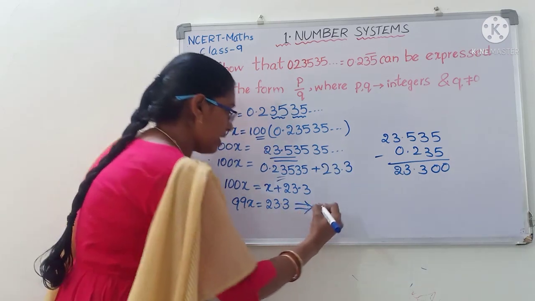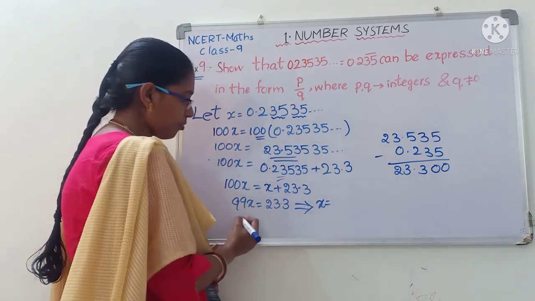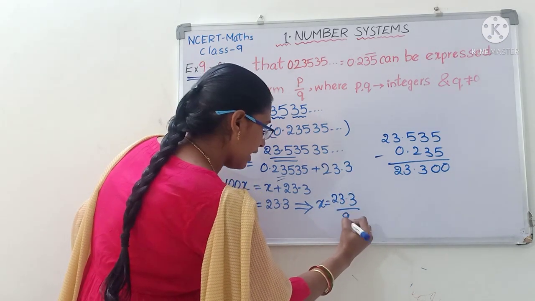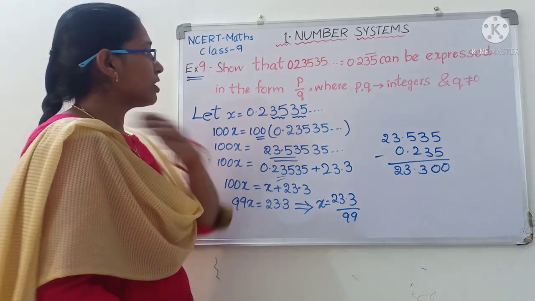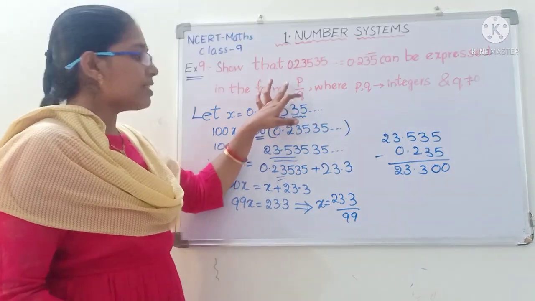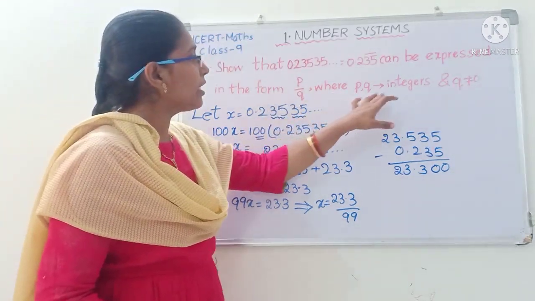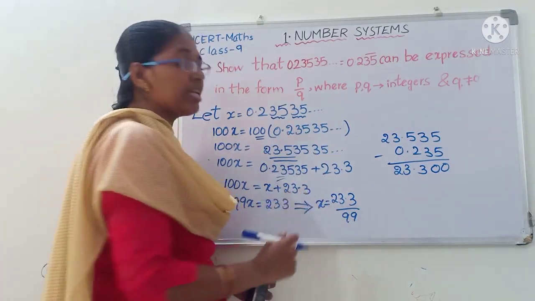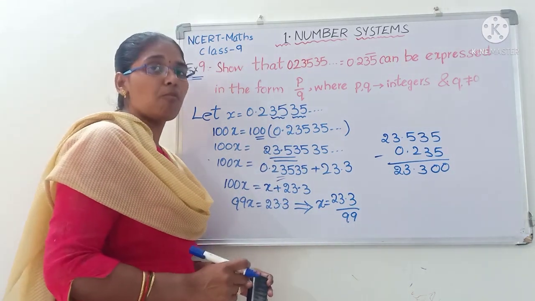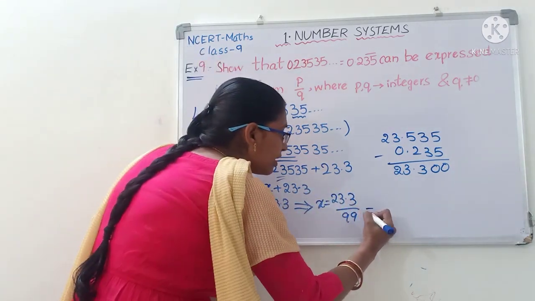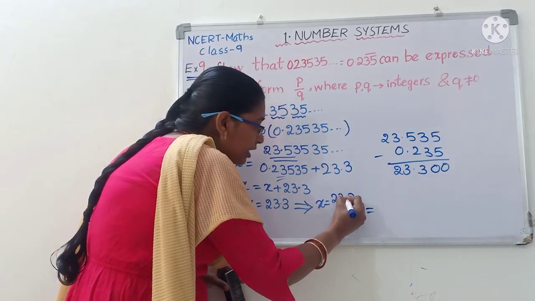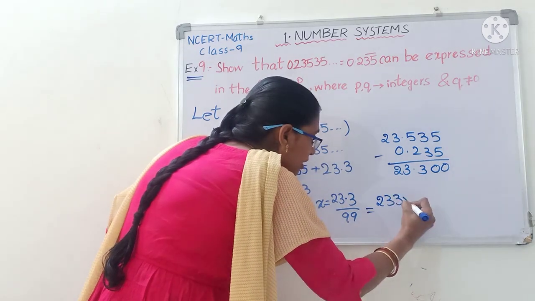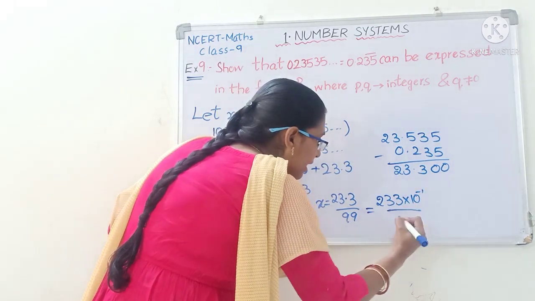That means x is equal to 23.3 by 99. Here what is the question, children? They said it should be expressed in the form of p by q, where p, q are integers. Is 23.3 an integer, children? No, it is a decimal number. Integers will not be in the form of decimal numbers, children. So convert it into an integer. How do you convert it? You can write 23.3 as 233 into 10 power minus 1 by 99.